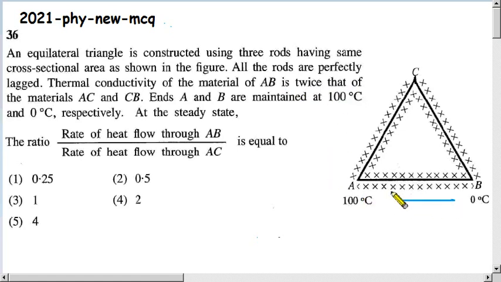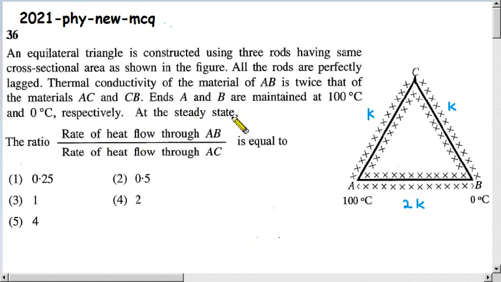AB is this one. Twice that of the materials AC and CB. AC and CB, so that means the K values are same here. So here it is 2 times. That is the meaning of this sentence, material AB and materials AC and CB. Ends A and B are maintained at 100 centigrade and 0 centigrade. So this one 100, this one 0, respectively.